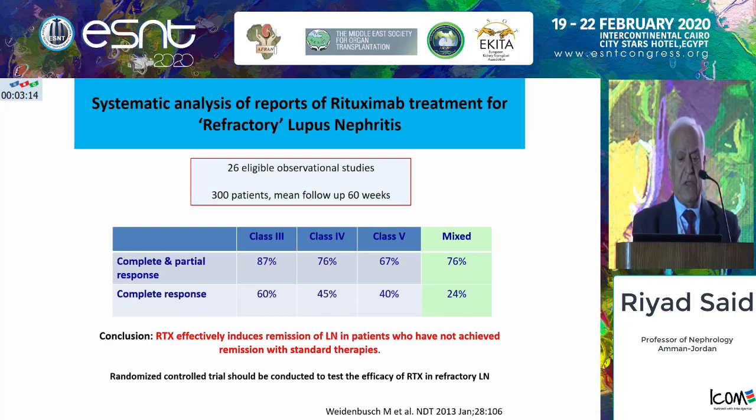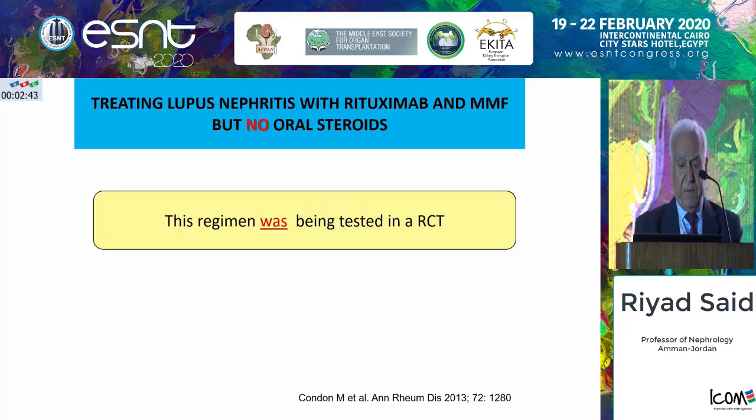Then there are observational studies for refractory cases of lupus nephritis, 26 eligible studies, 300 patients, looking at complete remission and partial remission. There is a good, decent response, and look at the mixed cases, 76% partial and complete. The conclusion was that rituximab effectively induced remission in lupus patients who have not achieved remission with standard therapies. Randomized controlled studies really should be done. Unfortunately, there is nothing there.